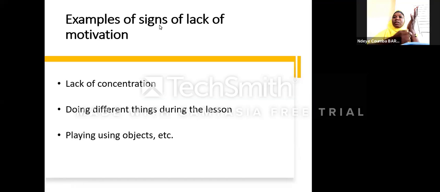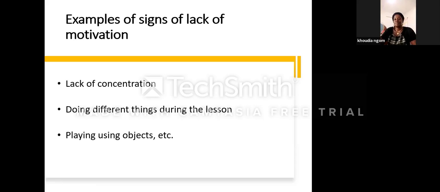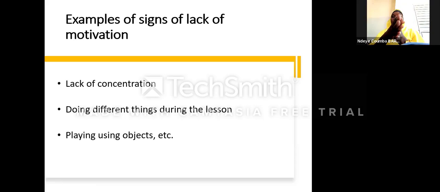So these are some signs of disengagement. What do we have first? As you said a while ago, this is lack of concentration. When students lack concentration, they won't focus. They will be playing, they will be doing other things during the lesson, or they will use objects like rulers, pens, and play with them, or they will be talking behind with their classmates. Thank you so much for your answers.